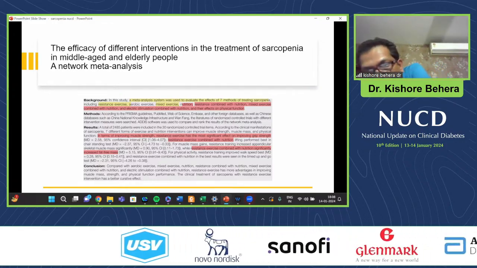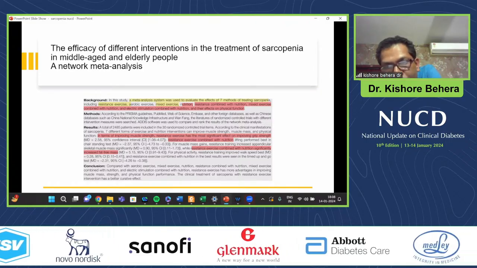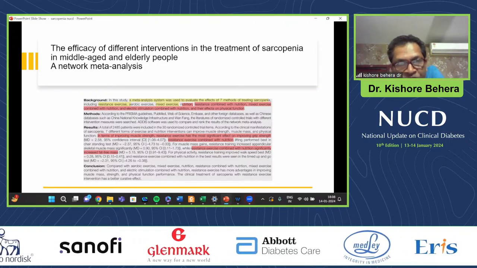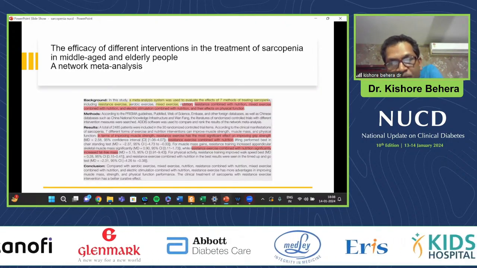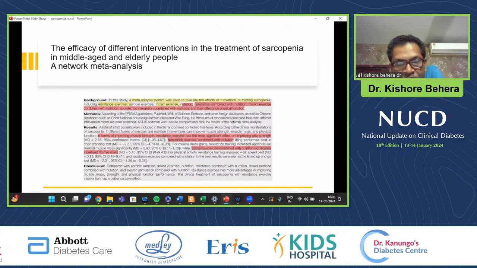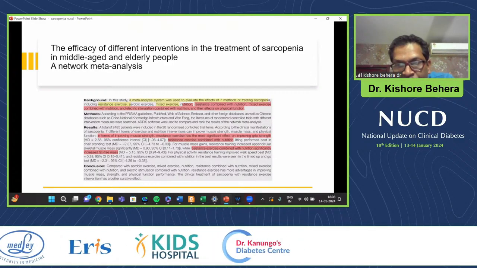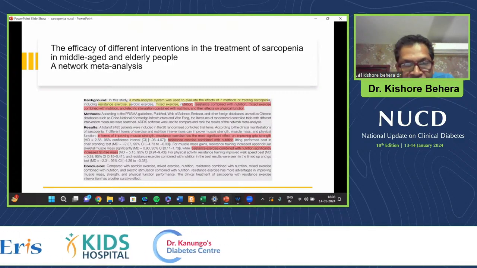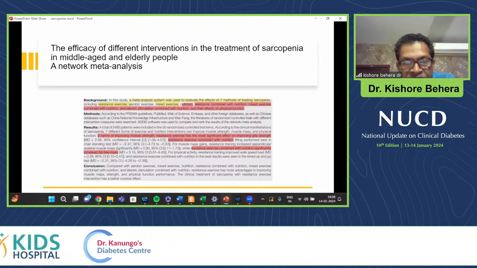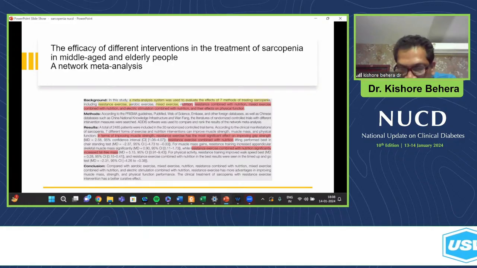And what they found in terms of improving muscle strength is that resistance exercise has the most significant effect on improving grip strength. Resistance exercise combined with nutrition performed best in the chair standing test. For muscle mass gain, resistance exercise significantly increased appendicular skeletal muscle, while resistance exercise combined with nutrition significantly increased fat-free mass. And resistance exercise combined with nutrition gave the best result in the timed up and go test.